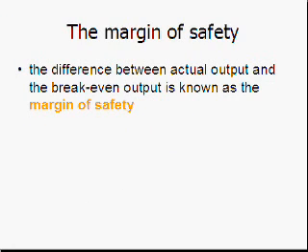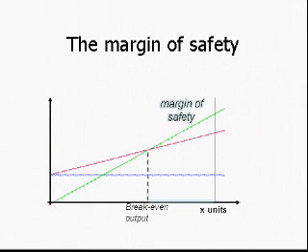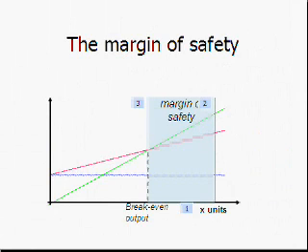The margin of safety, the difference between the actual output and the break-even output, is known as the margin of safety. In the chart, this is a representation of your profit. That is your margin of safety. Okay, let me show you a video clip that explains the break-even analysis tool.